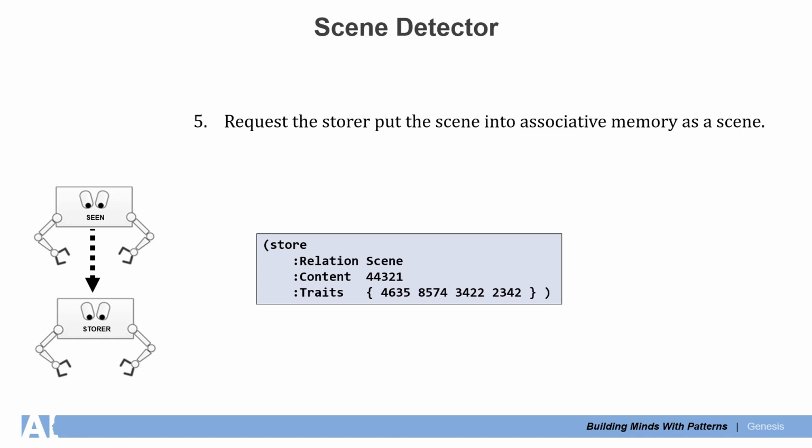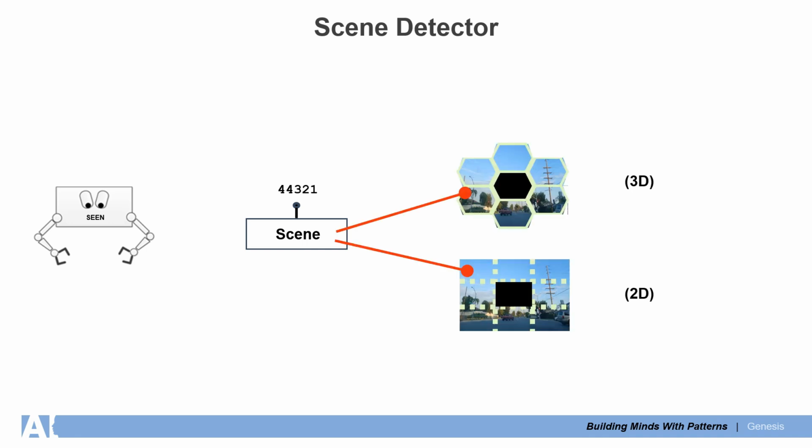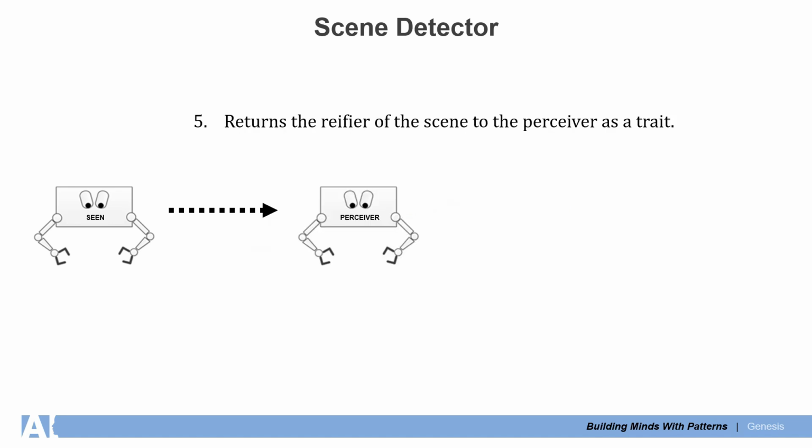Then the scene detector stores the scene and its facets in associative memory. The scene reifier represents the 2D or 3D scene in feature memory. The scene itself remains in its original address, only its reifier is needed. The scene detector returns the reifier of the scene to the perceiver as a trait.